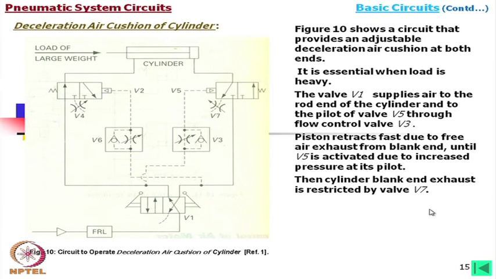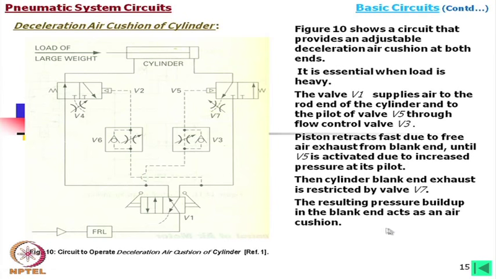Okay. Then cylinder blank end exhaust is restricted. This side is restricted by valve V7. The resulting pressure build up in the blank end acts as an air cushion. Okay. So, operation is like that.